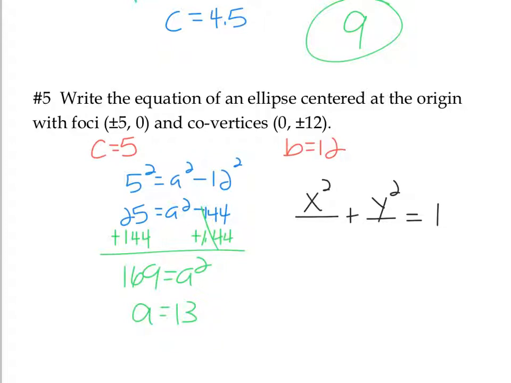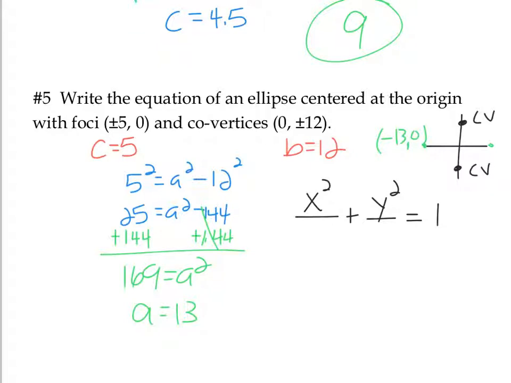The co-vertices, 0, plus or minus 12, that's a y value. If a little sketch helps, we draw a little sketch here. Co-vertices at 0, 12, and 0, negative 12. So that means the vertices are going to be here and here. Negative 13, 0, for instance, and 13, 0, because it's a distance of 13. We found our a value here is 13. That's our a value. So it's going horizontally. That means the bigger value goes underneath the x squared.